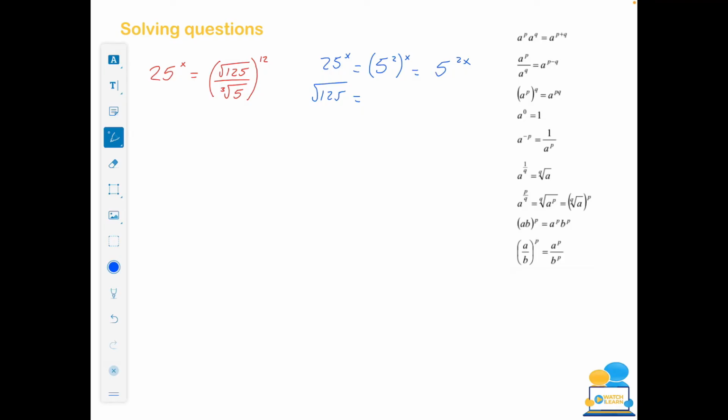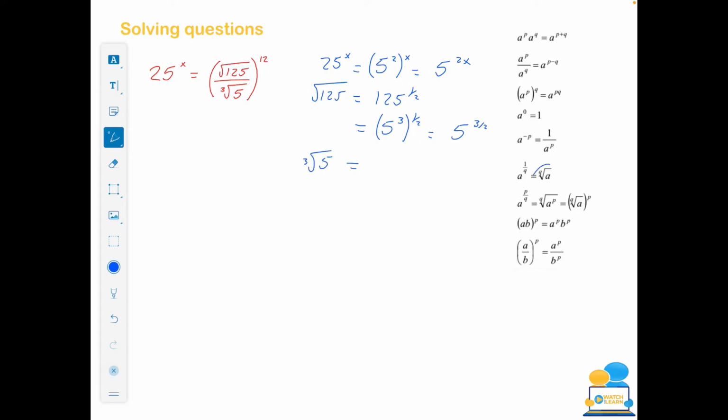Okay, same now with the square root of 125. We know square root is the same as to the power of a half. So square root of 125 is 125 to the power of a half. Getting there, but not fully there yet. So now we need to change 125 to 5 to the power of something. So 125 is 5 cubed, and we still have the power of a half outside. When we multiply the powers, that'll be 5 to the power of 3 over 2.